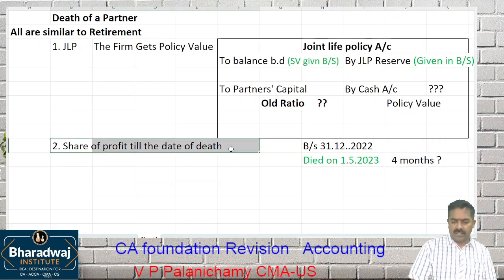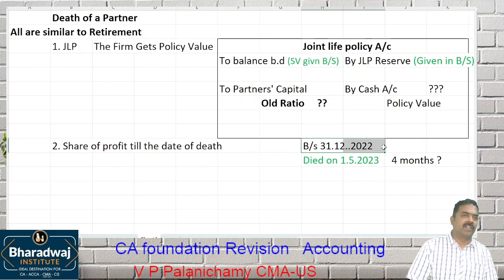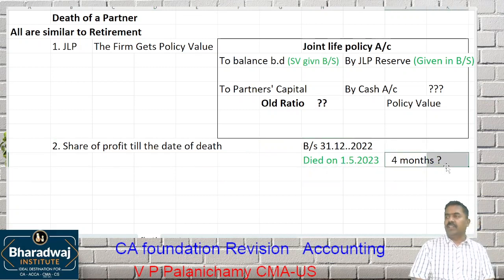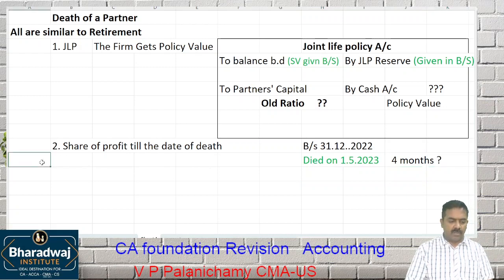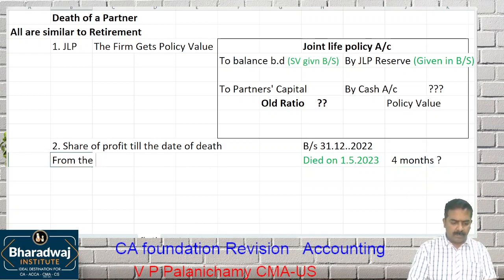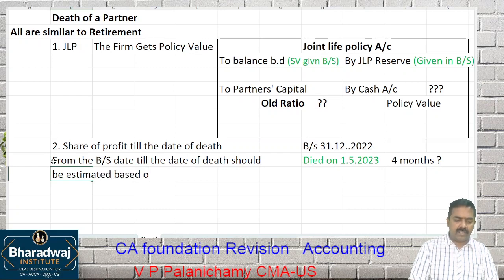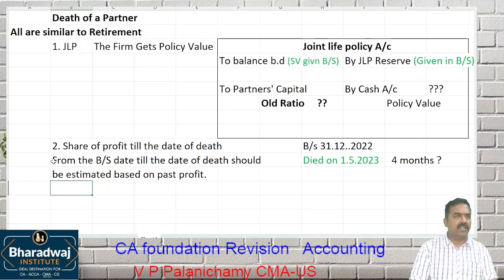Do you understand? Death will not happen on the balance sheet date. It happens after some time. So for this intervening time, you have to work out the profit. How to work out the profit? From the balance sheet date till the date of death it should be estimated based on past profit. Then for the deceased partner only, we will give the share.